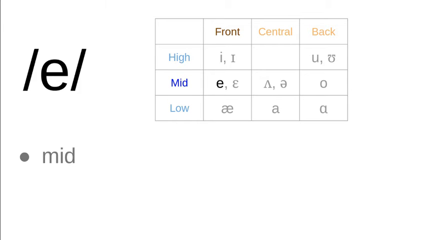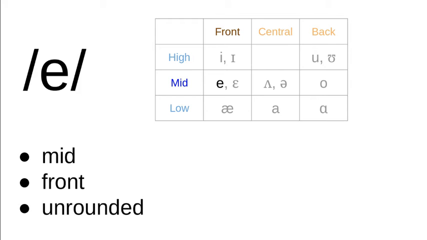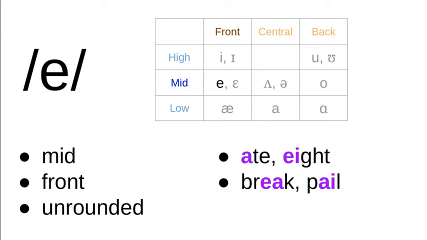This represents a mid-front unrounded vowel. This sound is spelled in a lot of ways in English, as we see in words like eight and eight, break and pale, way and gray. We think of the letter A as the letter for this sound because the name of that letter in English, A, is the sound of this vowel. The IPA uses the letter E because in many more languages that's the letter that represents this sound. English is weird in this way.